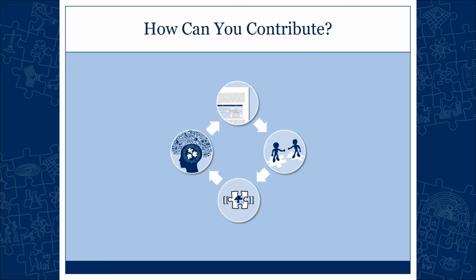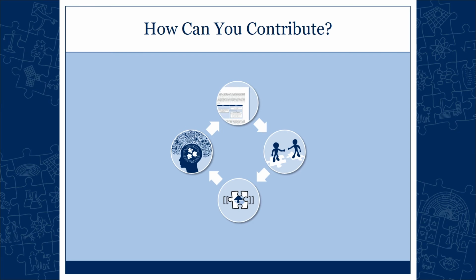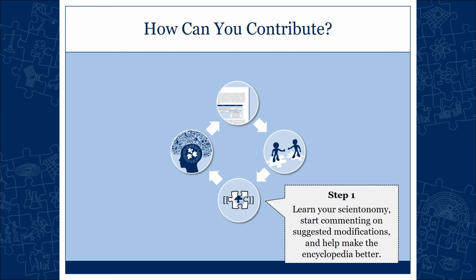Okay, last thing. How can you all contribute here? We have four steps for how you can contribute. They're going to be completely unknown steps that we haven't reiterated repeatedly in this presentation. Step number 1, learn your Scientonomy, start commenting on the suggested modifications, and help us fill out our encyclopedia to make it as full as possible. And as Greg mentioned, these encyclopedias will never be complete or full, but help us by filling that out.